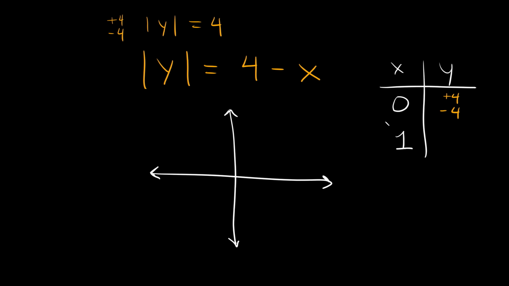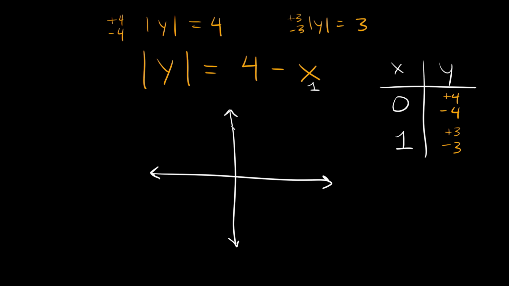Okay, and if we plug in a 1 for x right here, 4 minus 1 is equal to 3. So now we get that the absolute value of y is equal to 3. All right, so then here we can see that this must be a positive 3 or a negative 3, right? The absolute value of either one of these, or both of these, is equal to 3. All right, so if we plug in a 1 for x, we once again get 2 solutions, right? Positive 3 and -3. So let's just plot these few points really quick.